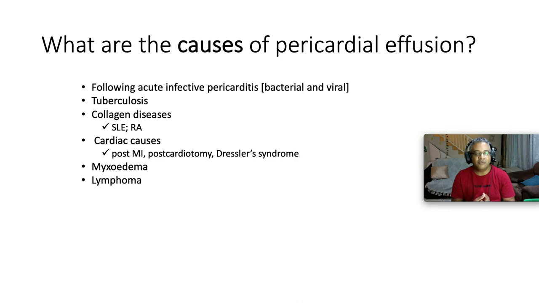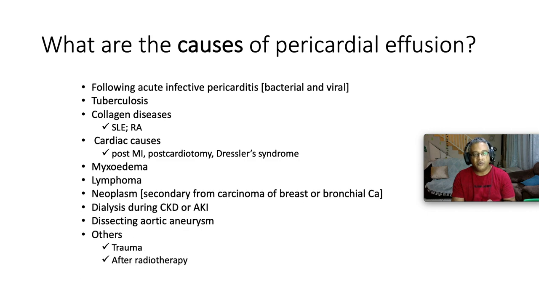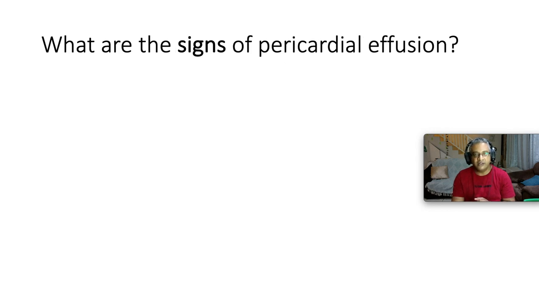Cardiac causes like post-myocardial infarct or post-cardiotomy or Dressler's syndrome, which complicates myocardial infarct chronically. Myxedema, lymphoma, it could be a neoplasm being a secondary from carcinoma of the breast or a bronchial CA, can be something which occurs as a complication of dialysis during CKD or AKI when you're dialyzing the patient, dissecting aortic aneurysm, other causes being trauma and after radiotherapy.